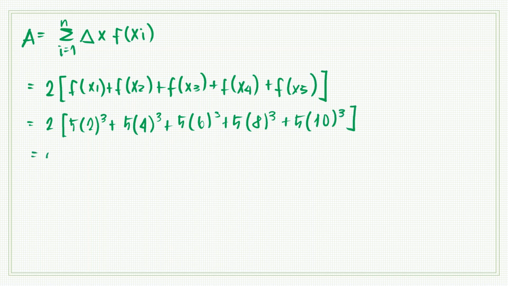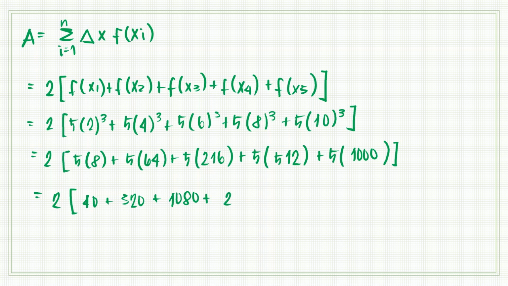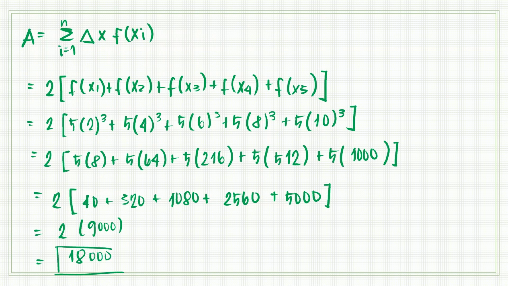2 raised to 3 is 8, 4 raised to 3 is 64, 6 raised to 3 is 216, 8 raised to 3 is 512, and 10 raised to 3 is 1000. 5 times 8 is 40, 5 times 64 is 320, 5 times 216 is 1080, 5 times 512 is 2560, and 5 times 1000 is 5000. 40 plus 320 plus 1080 plus 2560 plus 5000 is 9000 multiplied by 2, and the answer would be 18,000.